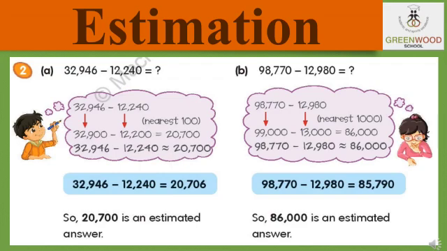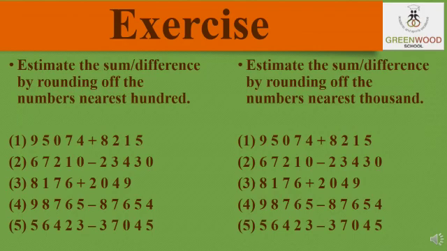And in the second example, round the numbers to the nearest 1000. So the first number becomes 99,000 while the second number becomes 13,000 and its difference is 86,000. Now if you subtract the original numbers, you will get the answer as 85,790. So there is not much difference between the numbers. So in our day-to-day life, this estimation method becomes an easy one. Now, on the basis of estimation and rounding of the numbers to the nearest 100 and to the nearest 1000, solve the following exercise. Thank you.